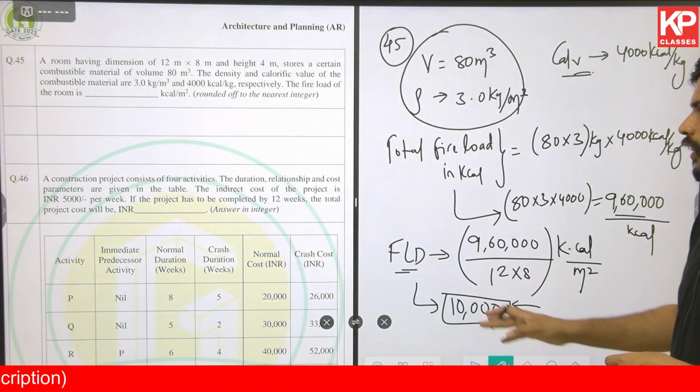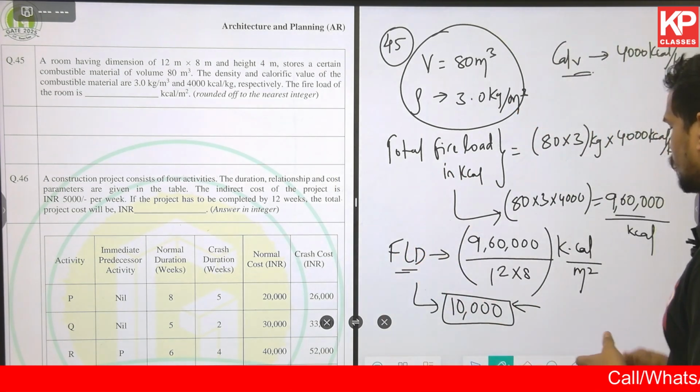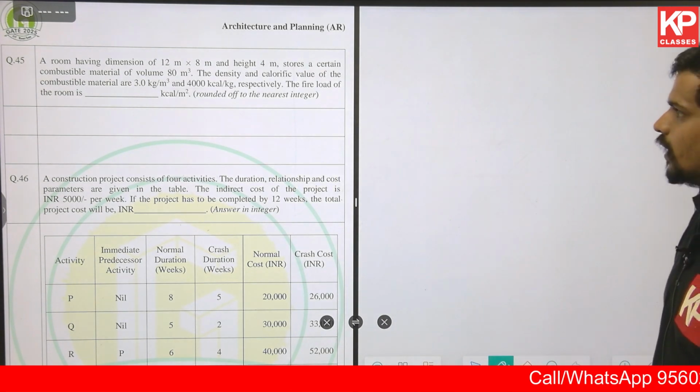10,000 is an integer answer. They are saying, rounded off to the nearest integer. Then 10,000 is the nearest integer which we have as the answer.